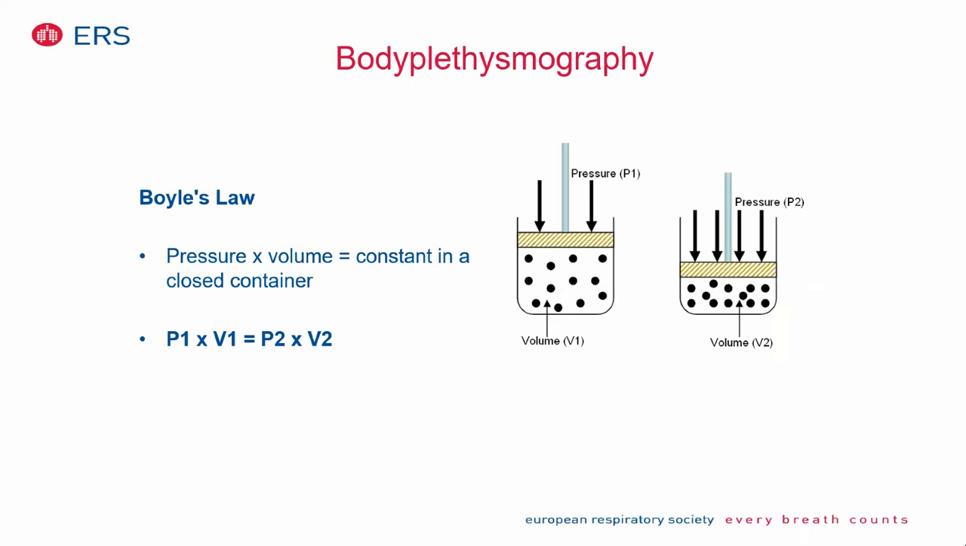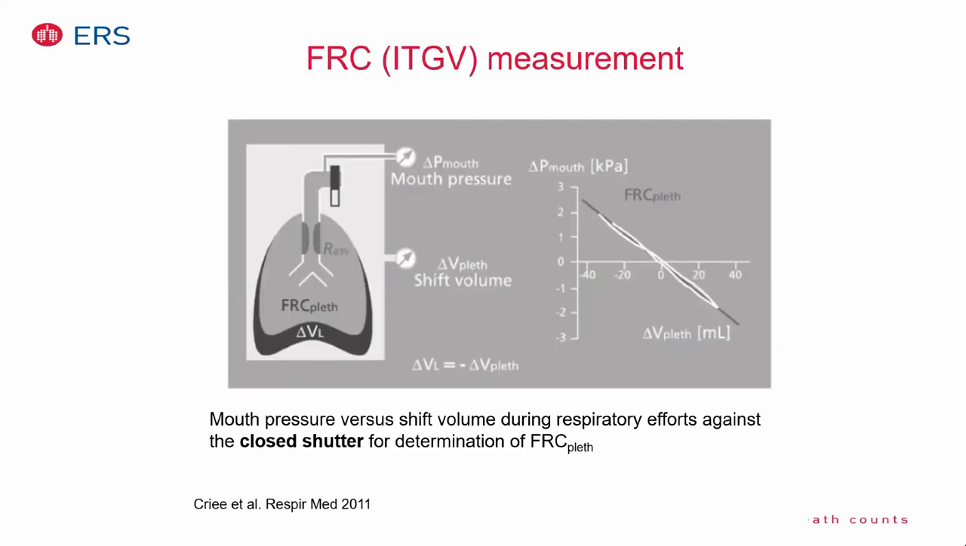So Boyle's law tells you that when you compress a gas, you diminish the volume of a gas in a closed container, and you will increase the pressure of this gas. Changing volumes and assessing volume changes and pressure changes will show you the volumes of your lung. And how is this done? This is done during this measurement of the FRC curve.